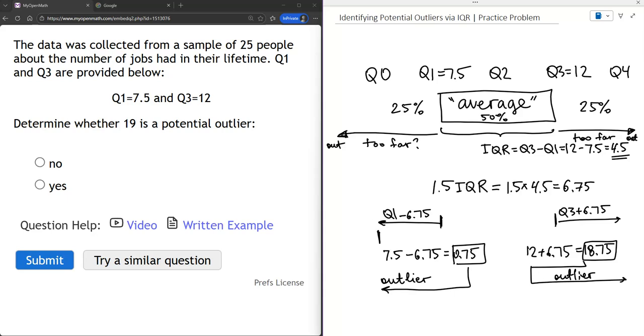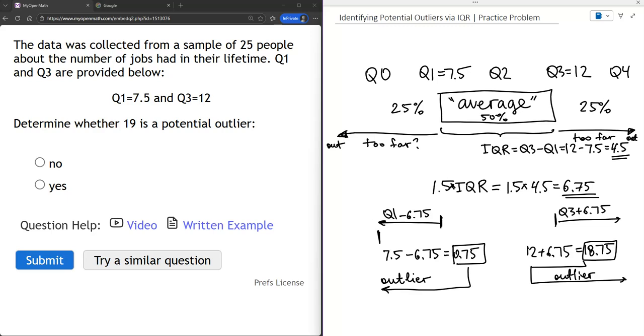So let's go over it again. The average class, or the middle class of this data, the middle 50% of this data, is defined by Q1 and Q3. The width of the middle class is 4.5. The yardstick for determining the outliers, which is 1.5 times IQR, is equal to 6.75. So the lower fence, the lower threshold for outlier, is 0.75. Anything below this is an outlier. The upper threshold is 18.75. So anything above this is going to be an outlier.